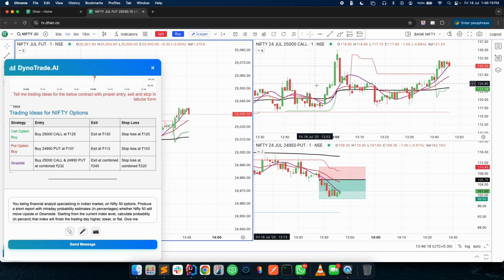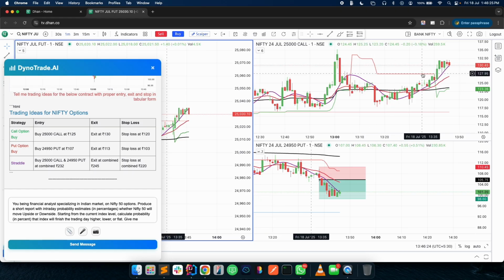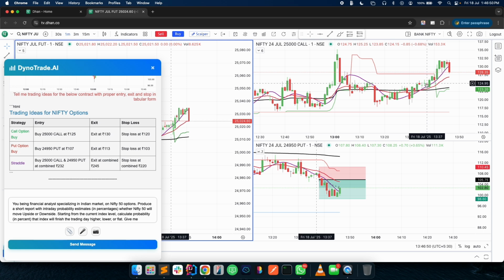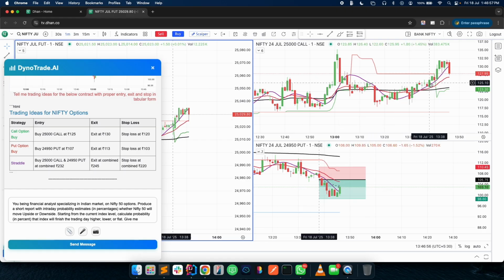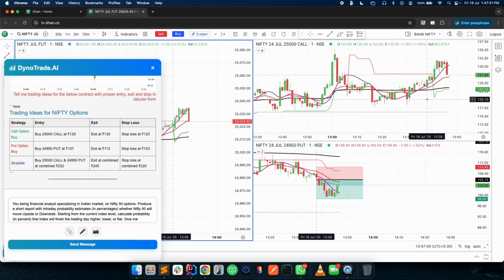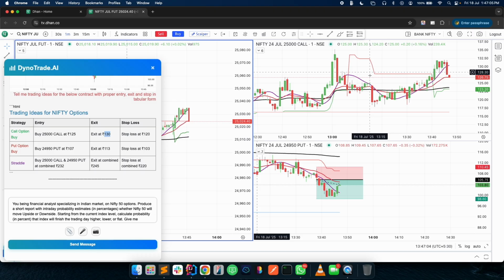But what about the call option? I did not enter that trade. The reason being, as per my analysis, there is a super trend. If you see at 13:38, this candle, at 13:38, AI asked to take an entry at around the price 125 with a stop of around 120, which is a 5 rupee stop. And the target it suggested is exit at 130.